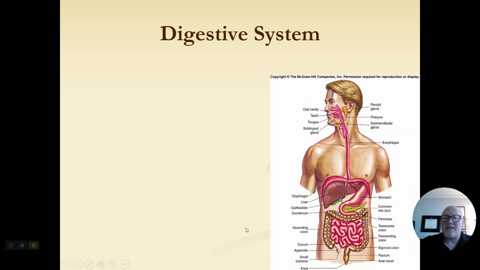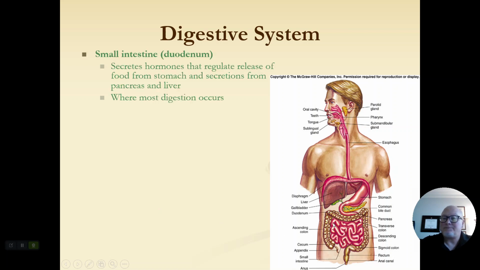So if we take a look here at our diagram on the right hand side of your screen, what we have just done is we have chewed food, masticated it, turned it into a bolus. It then comes down the esophagus into the stomach, where it is churned and further broken down, and now it has gone out of the stomach and into the small intestine. So here we are in the small intestines.